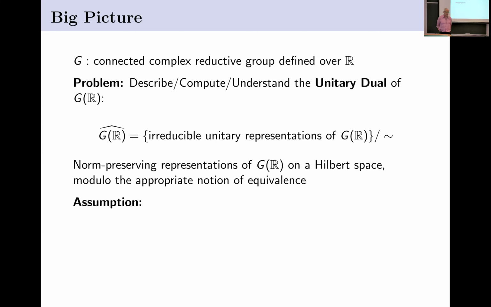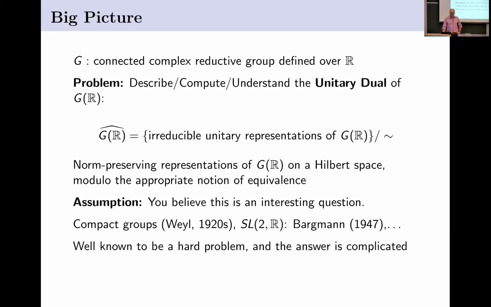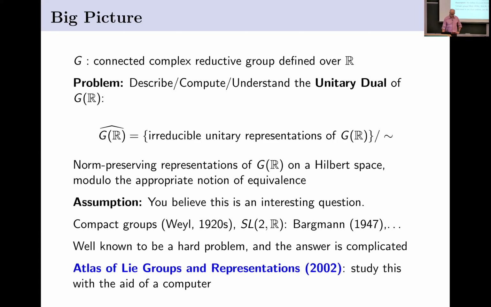Okay, I'm going to make an assumption right from the beginning, and that is that you believe this is an interesting question, and I don't need to say any more about that. If you don't think it's interesting, I suspect you wouldn't be here. So as you all know, Weil sort of kicked this off in the 20s with compact groups, and SL2 was done in 1947 by Bargmann, and since then there have been many, many results. I'm not going to list any one of them, just to say that it's well known that this is a very hard problem and that the answer is very complicated.